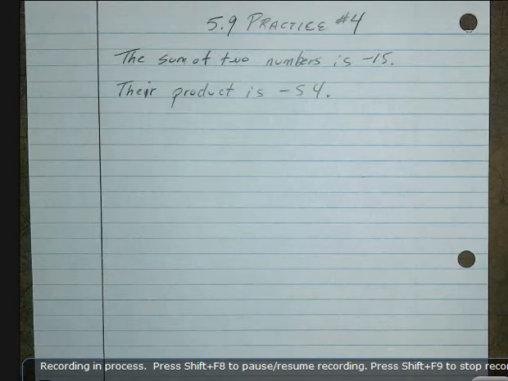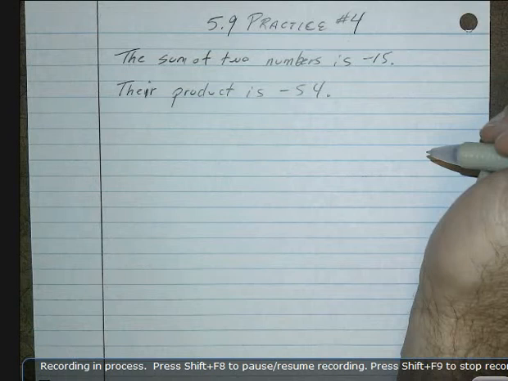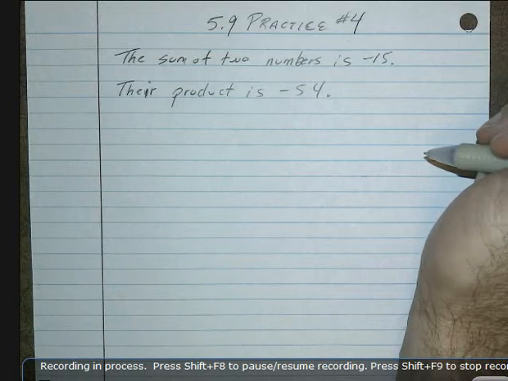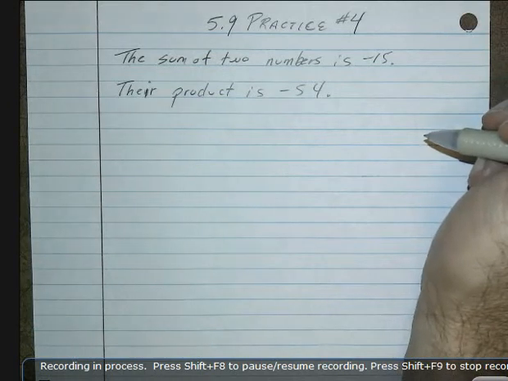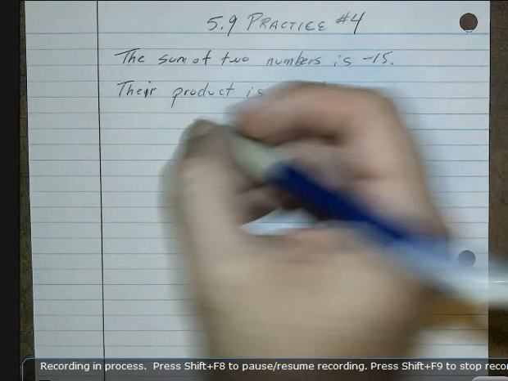The sum of two numbers is negative 15, the product is negative 54. Now, some of you probably could figure this out in your head at some point. Most people will probably think negative 9 and negative 6. The problem is negative 9 and negative 6 don't multiply to be negative 54. They multiply to be positive 54.